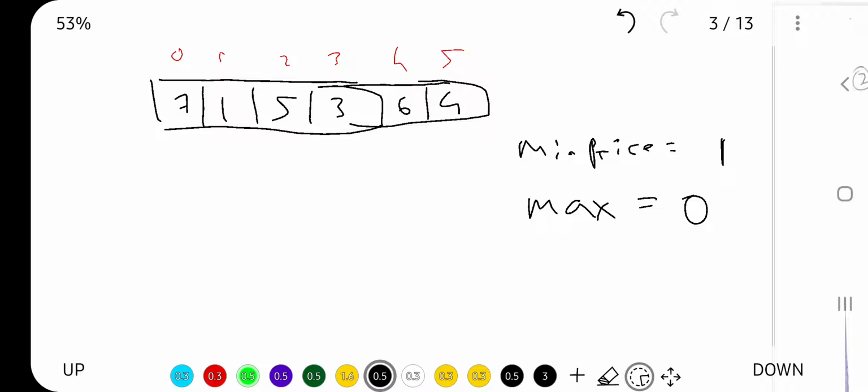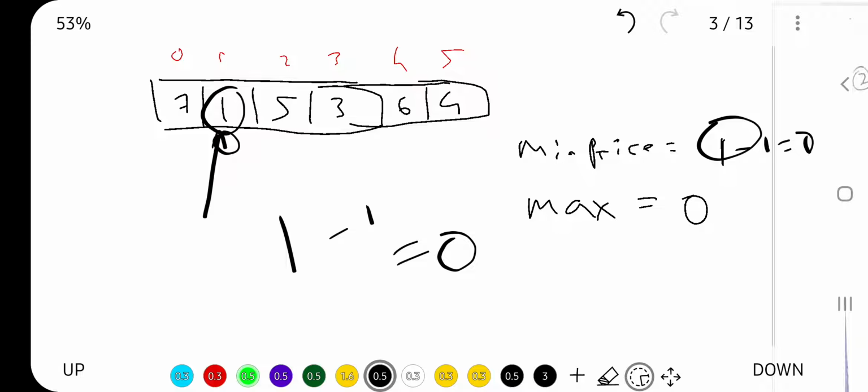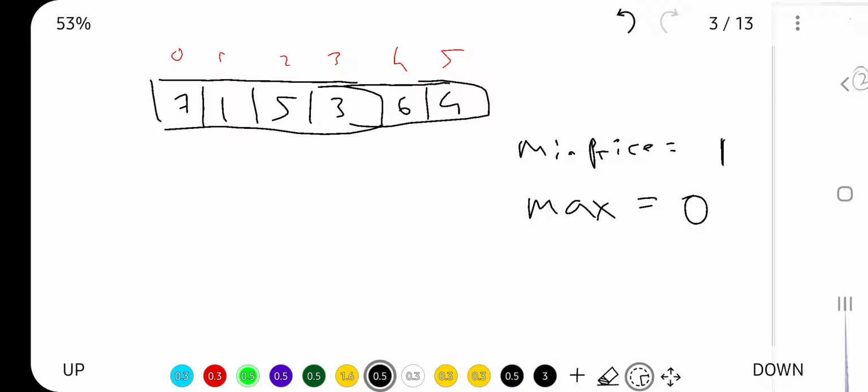Okay, after updating it as 1, what I'll be checking is if the maximum profit I get is more than the current maximum profit or not. So what is the maximum profit if I sell on the same day? 1 minus 1, it is 0. Current price is 1 and the minimum price is also 1. So 1 minus 1 is 0. That will be of no use, right? So then I will check for 5.